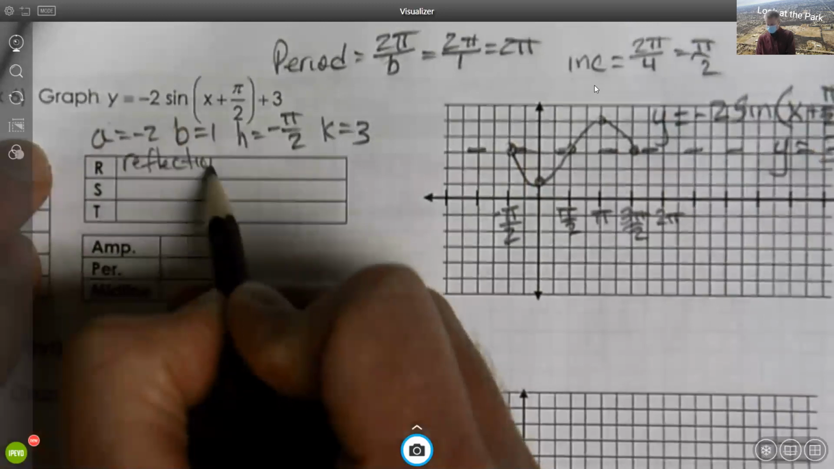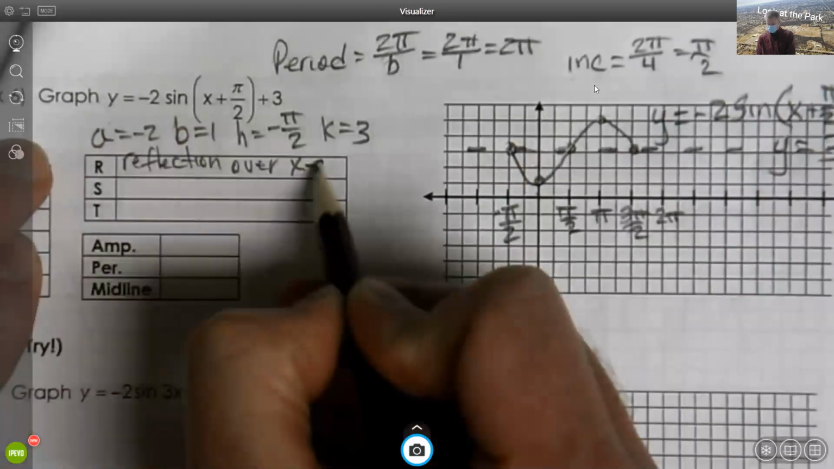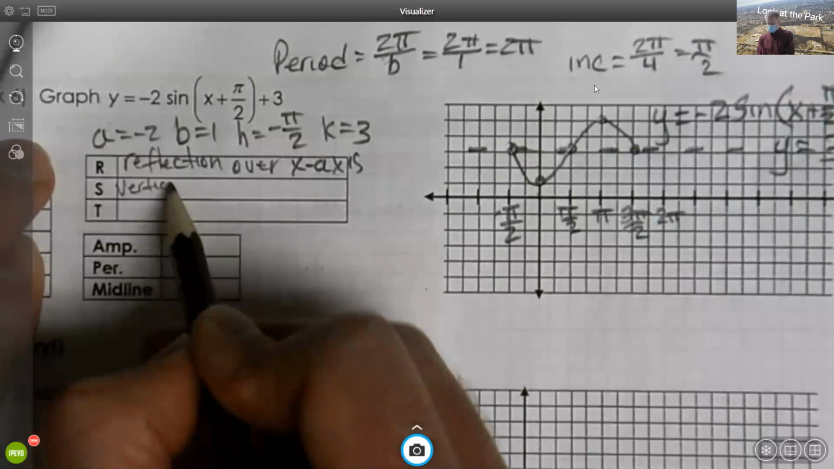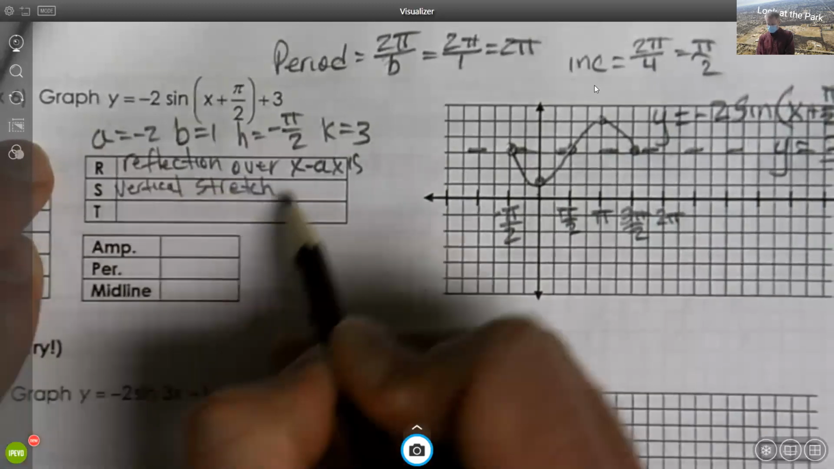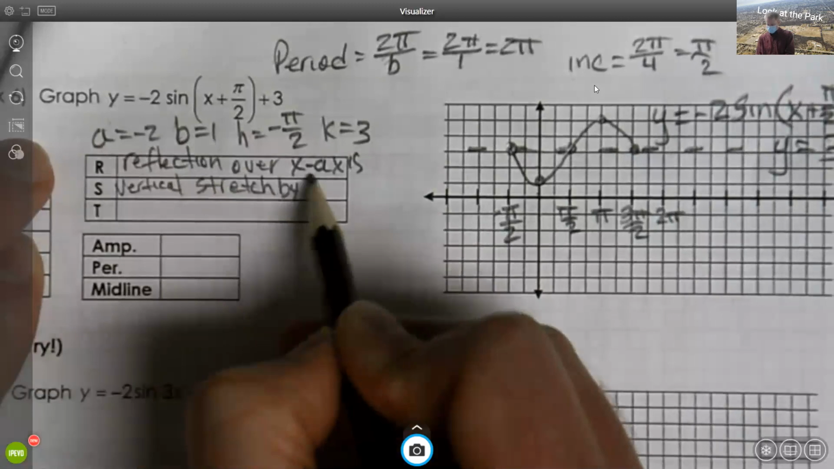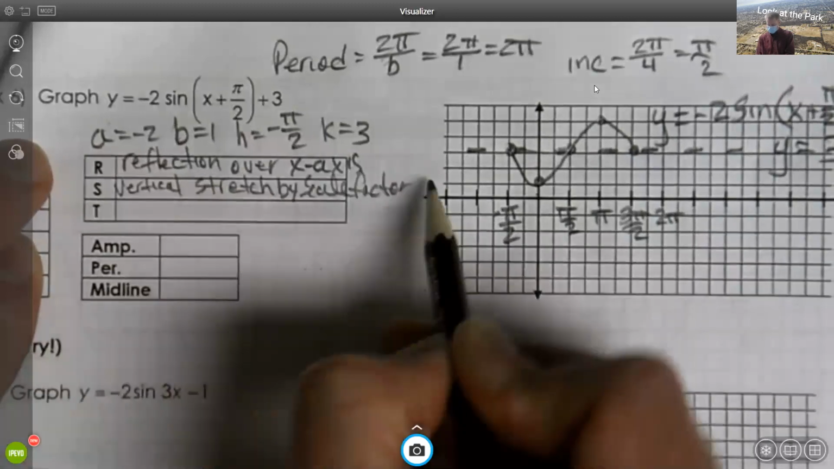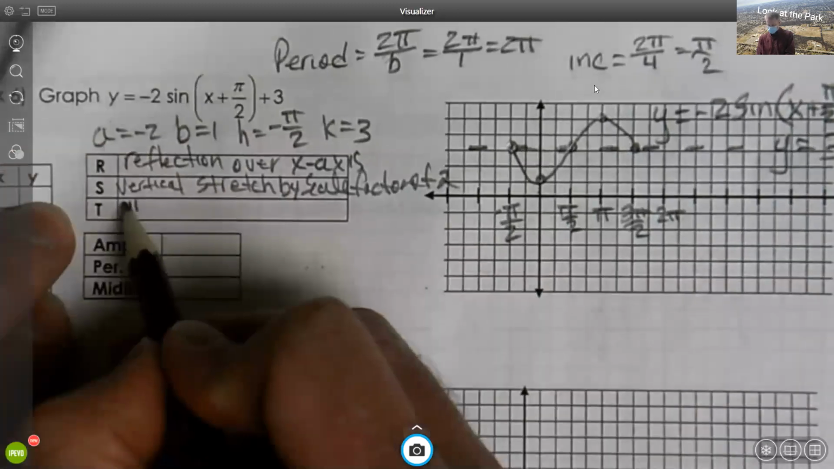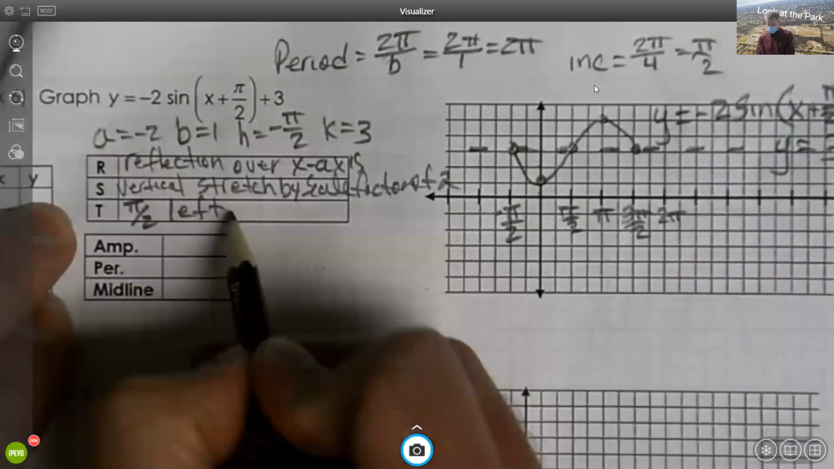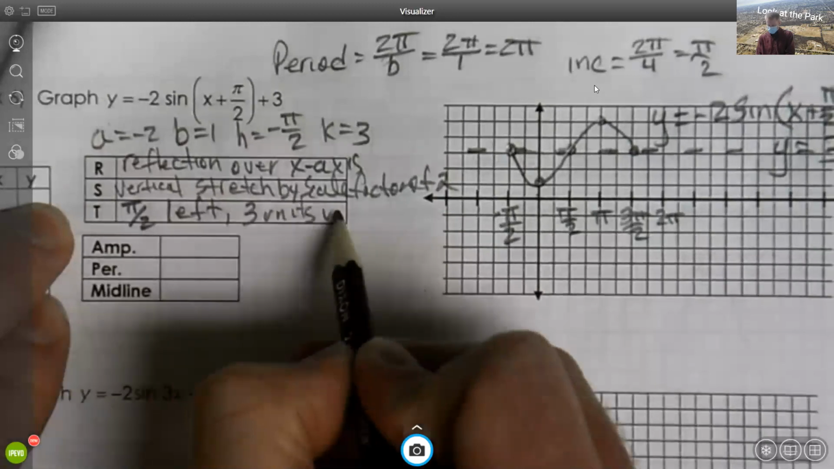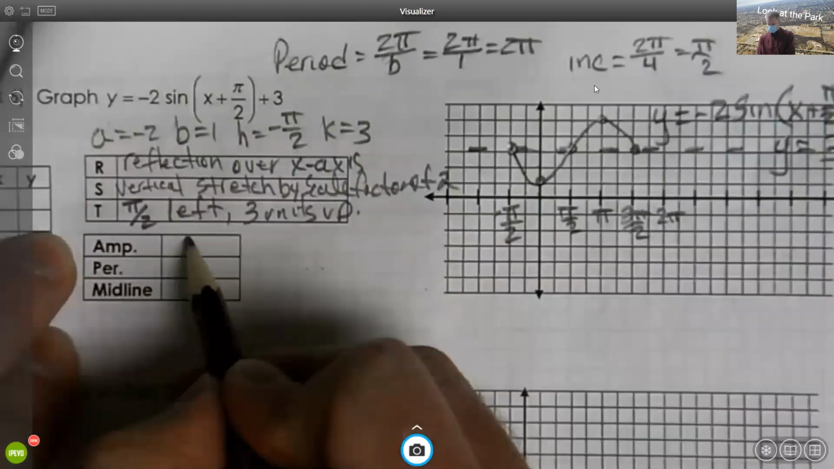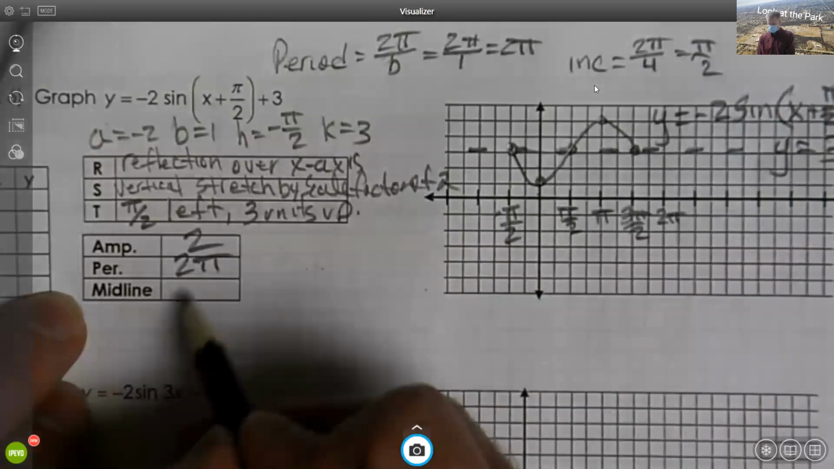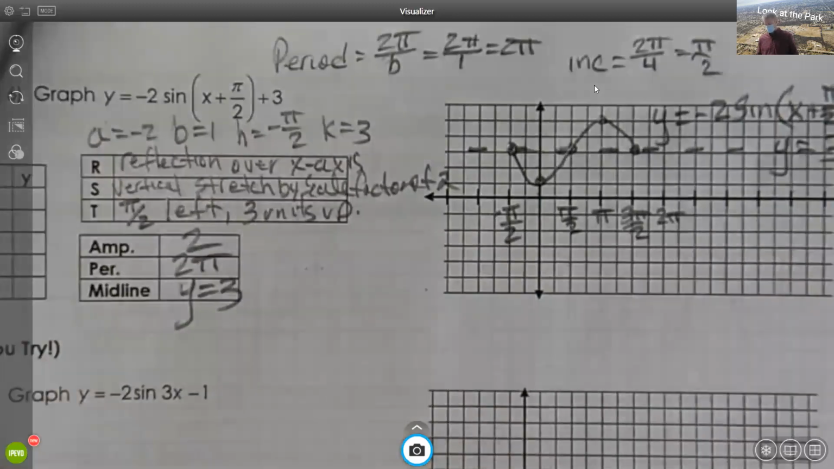We have a reflection over the x-axis. We had a vertical stretch by scale factor of 2, and we translated pi over 2 left and 3 units up. The amplitude is the absolute value of a, so it's 2. The period we calculated is 2 pi, and the midline is your k of 3. And that is that.